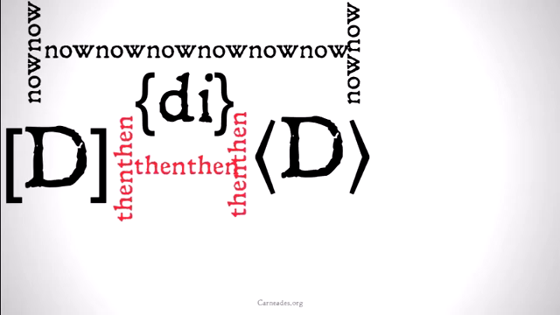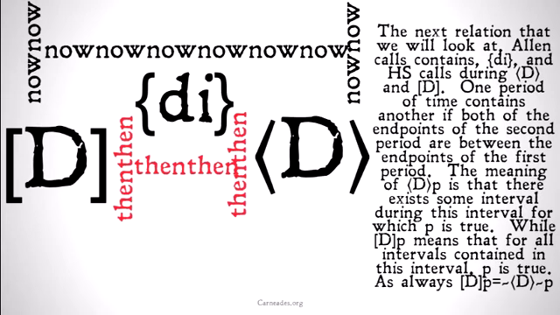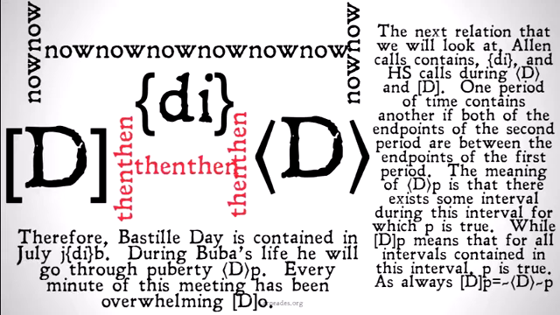Hopefully that makes sense. Now, moving on, we're going to look at next the relation that Allen calls contains, or DI, and HS is going to call during, D and D. One period of time contains another if both of the endpoints of the second period are between the endpoints of the first. The meaning of the diamond bracket dP is there exists some interval during this current interval for which P is true, while the square bracket dP means that for all intervals contained in this interval, P is true. As always, the strong modal operator is defined as having the negation on either side of the weak modal operator. Therefore, Bastille Day is contained in July.